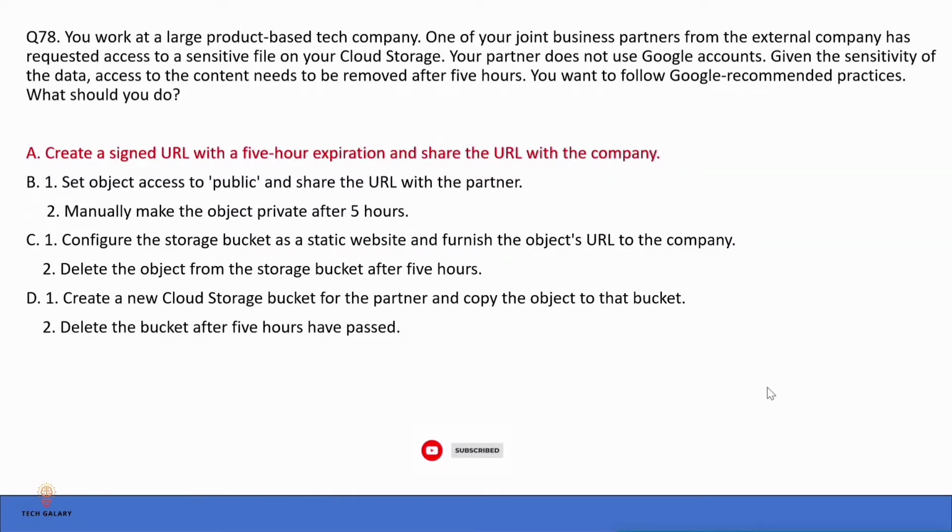So for this scenario, option A is the correct solution. Option B, set object access to public and share the URL with the partner. Manually make the object private after 5 hours. This option is not correct because creating public objects for sensitive data is not secure. Option C, configure the storage bucket as a static website and furnish the object's URL to the company. Delete the object from the storage bucket after 5 hours.